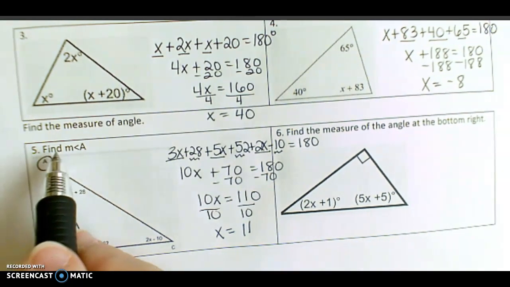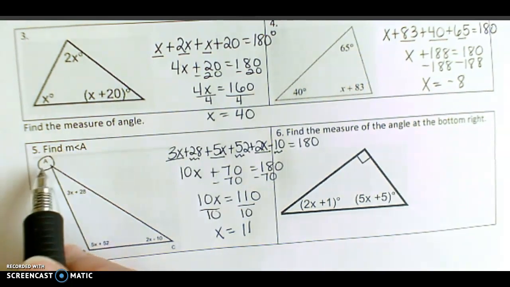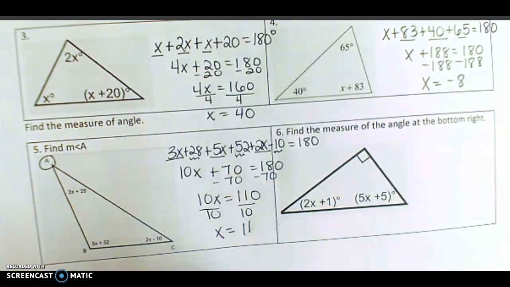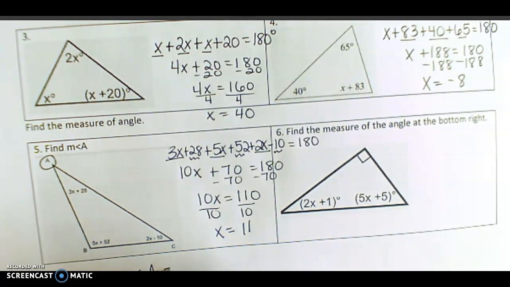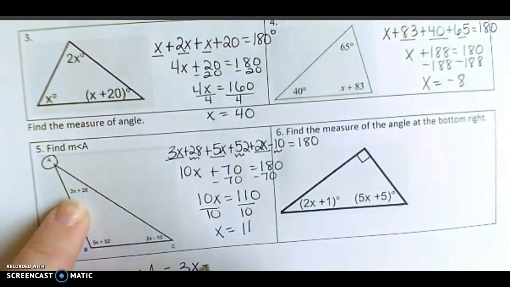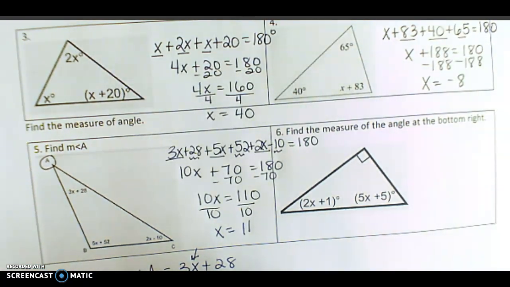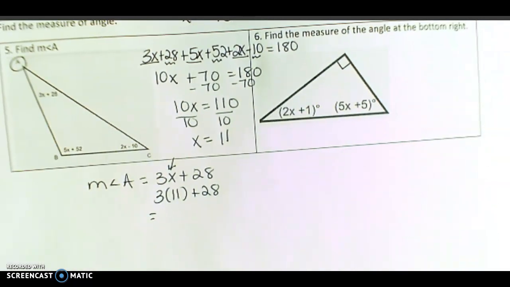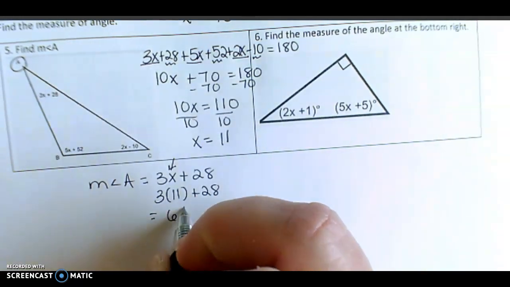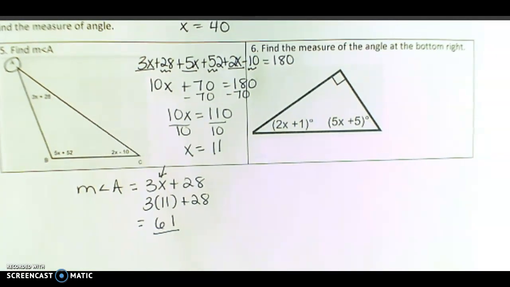And then to finish the question, because it says find the measure of angle A, I need to go back and work with angle A. So I know that angle A is 3x plus 28. And we found that x was 11. So I'm going to put an 11 back in for x. And then I just solve. And you get 61, which is our answer.